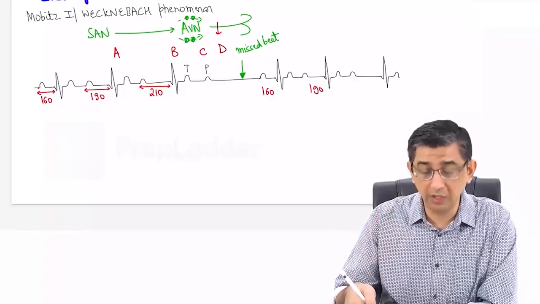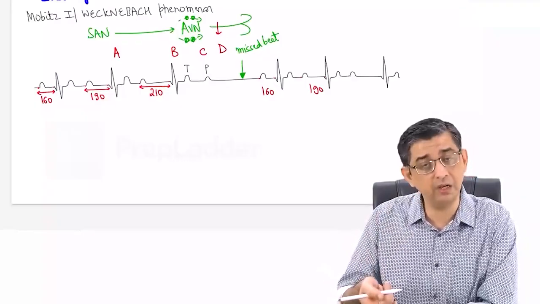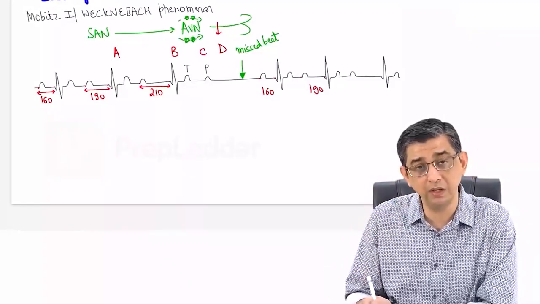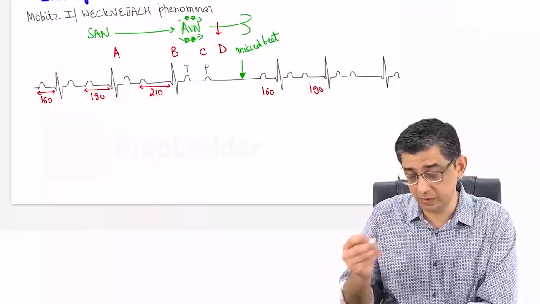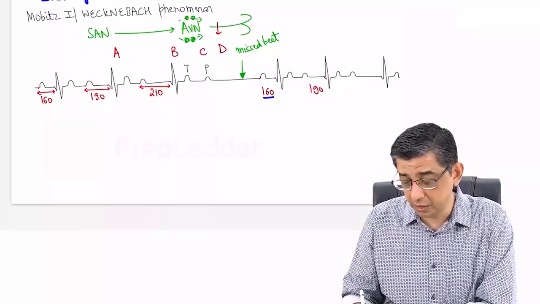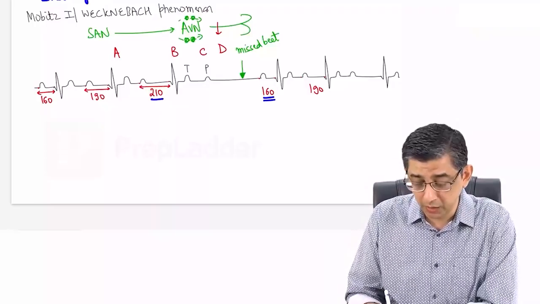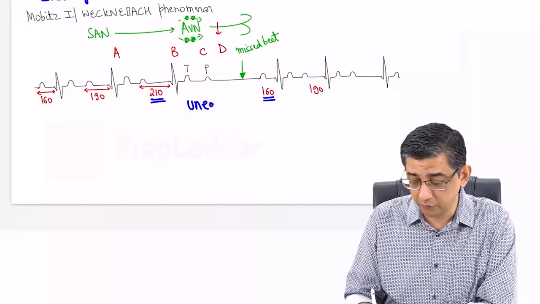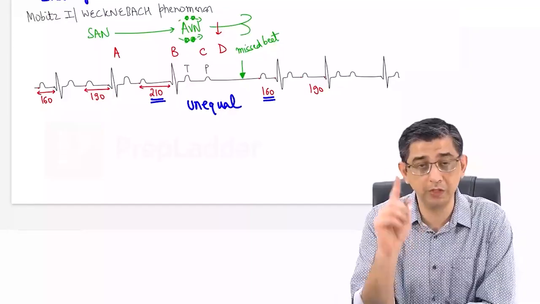All you need to do, if you identify the missed beat either by the vertical arrow given by the examiner, or suppose it does not even give it, you can at least identify the P wave, and after the P wave there's no QRS complex. You just need to look at the PR interval after and then before, and you will notice that the PR interval after and before will always be unequal in Mobitz 1 heart block.